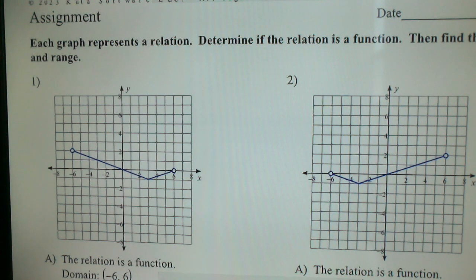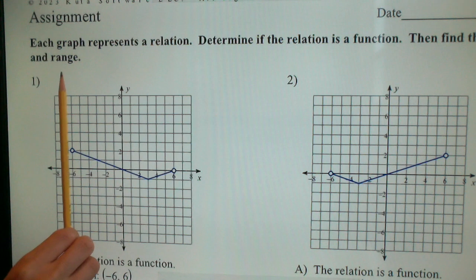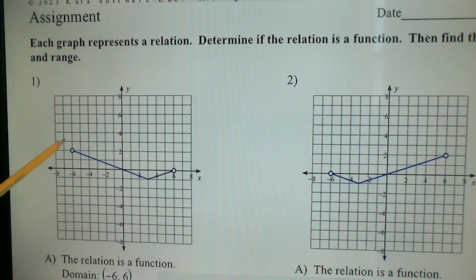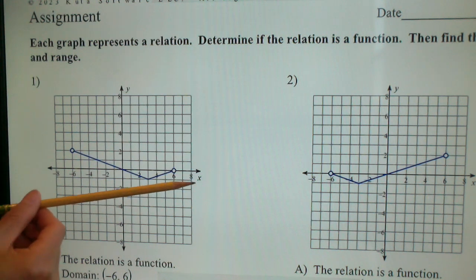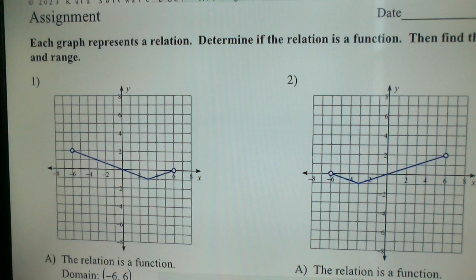So number 1, determine if the relation is a function and then find the domain and range. When you have one x, if you have one y, that will be a function. So this is a function because one x has only one y. And we'll go over the domain, -6 to 6. But this is open, so we'll use parentheses on both sides. And then the range, -1 to 2.